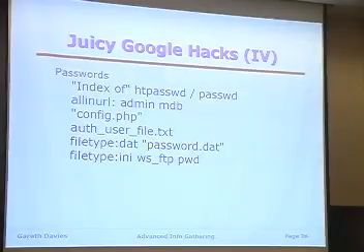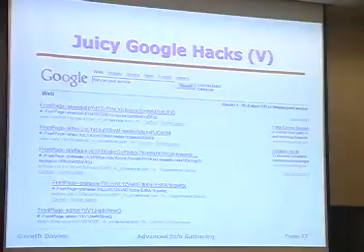And then the bottom three, also inurl user filetype txt, password.dat. Password.dat is quite a common one, and WS_FTP password filetype ini. So a lot of these are using combinations of the advanced operands, so intitle, inurl, filetype, and quoted phrases. An example of this one is filetype pwd, and then we're looking for the word service.